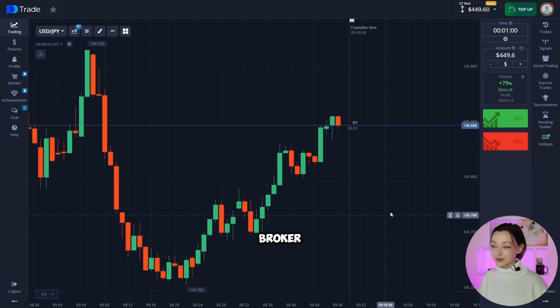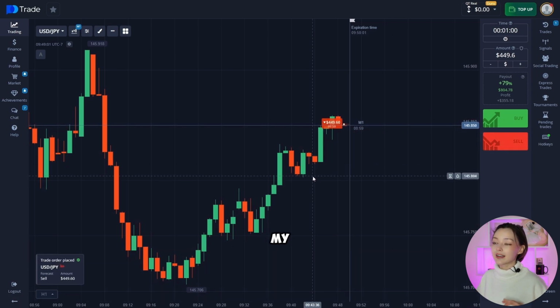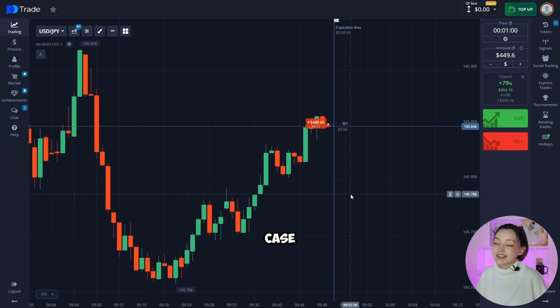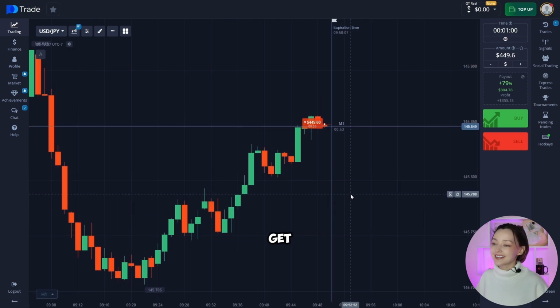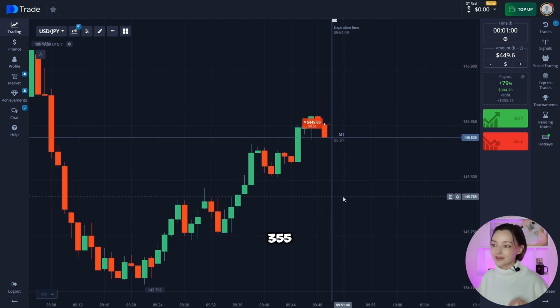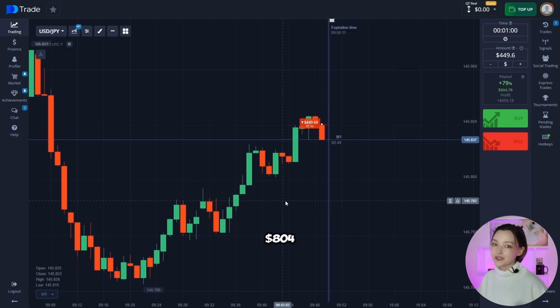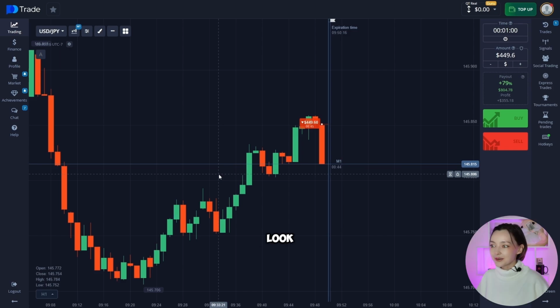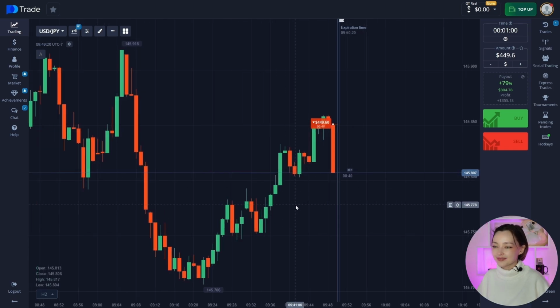So I switched the broker and opened a downward trade with my entire balance. In this case, if this trade closes in a profit, I will get a net profit of $355, and the total will be $804. Look at that! What a solid move right now, right off the bat.